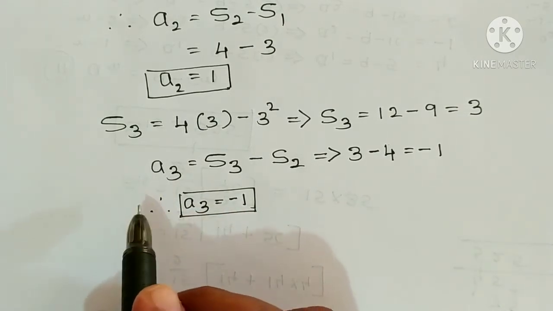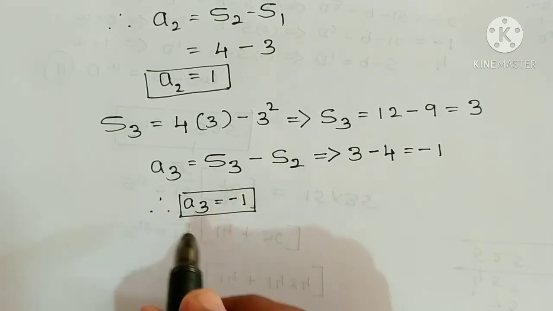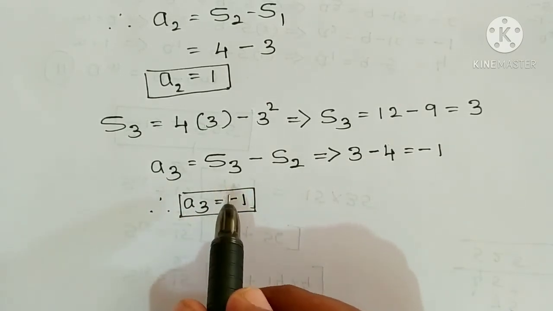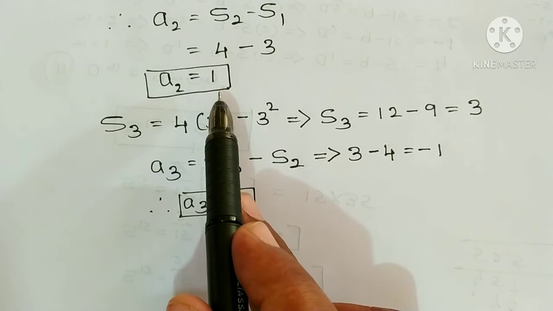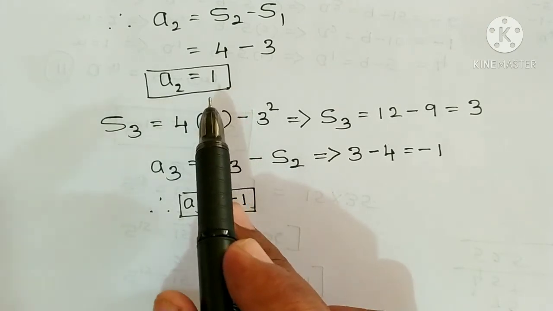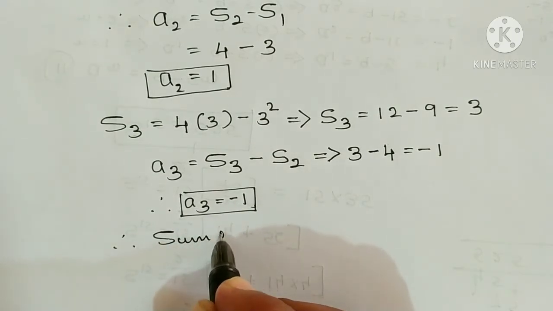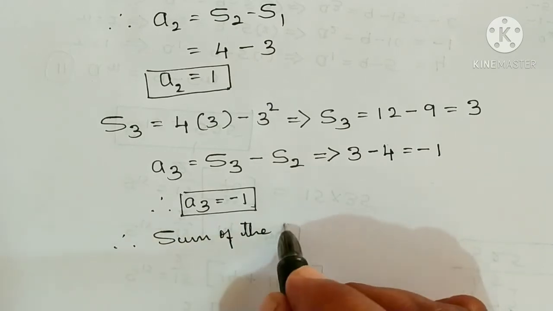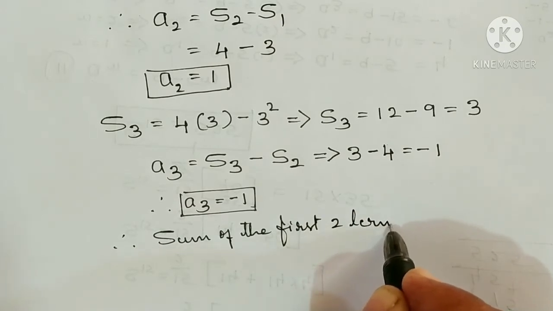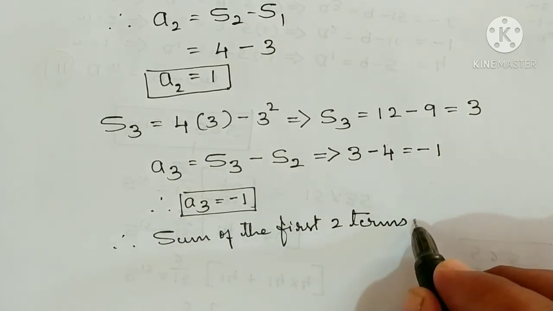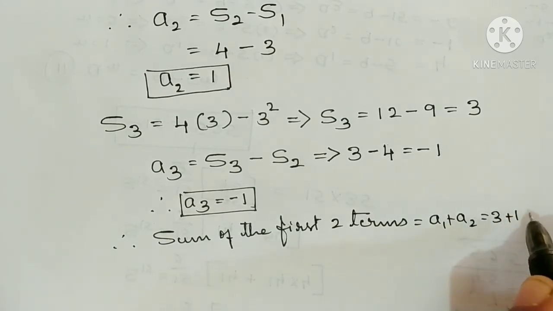So now the sum of the first two terms, that is 4. So here first two terms, A1 is 3, A2 is 1. Therefore the sum of the first two terms, A1 plus A2 is equal to 3 plus 1, that is equal to 4.